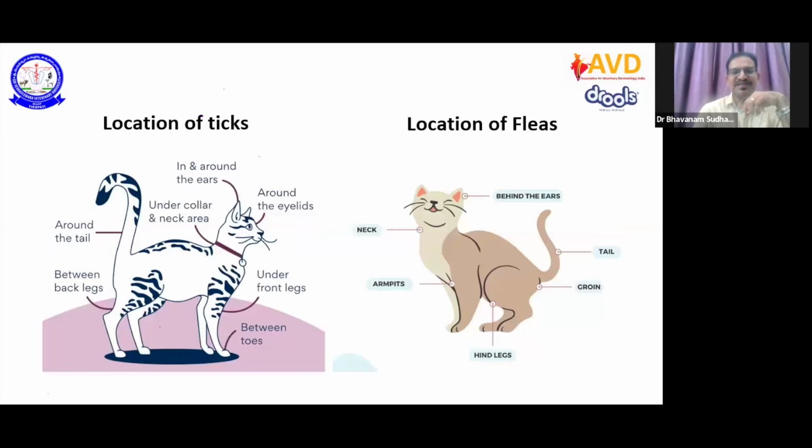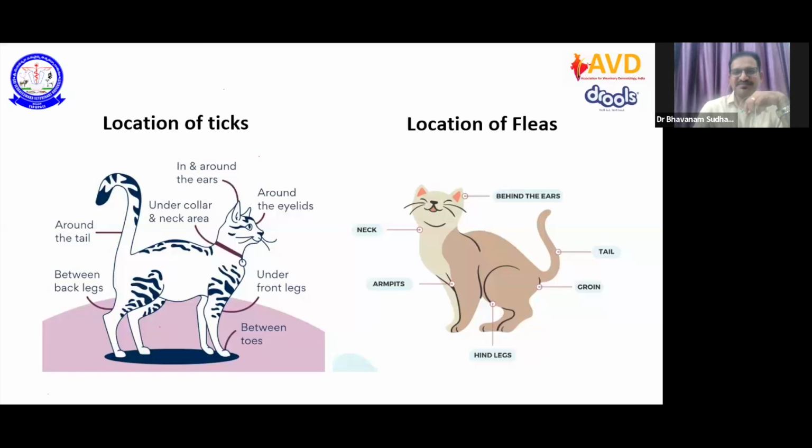Next, we need to go for physical examination. We have to identify the possibility of the presence of ticks or fleas. We should know where the most probable places for ticks will be. One is around the eyelids and within the ears, because these are the places where it is difficult for cats to remove their external parasites. For that reason, we need to check these areas, under the collar area, in between the forelimbs, between the toes, and around the tail region.